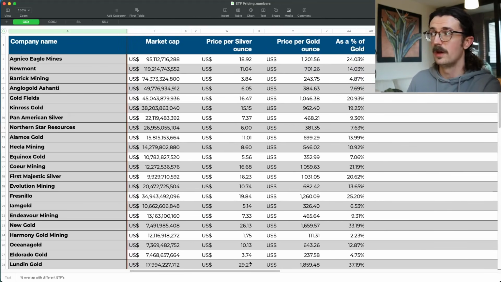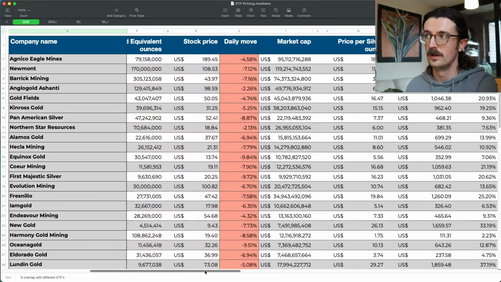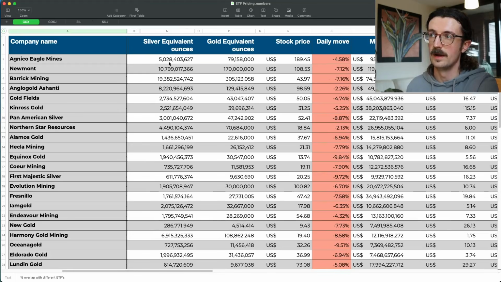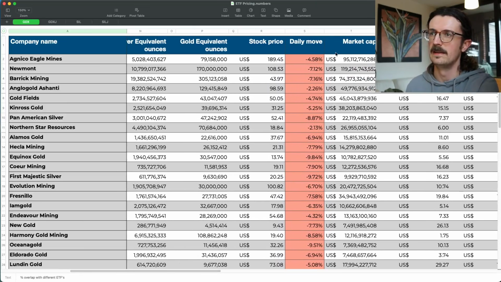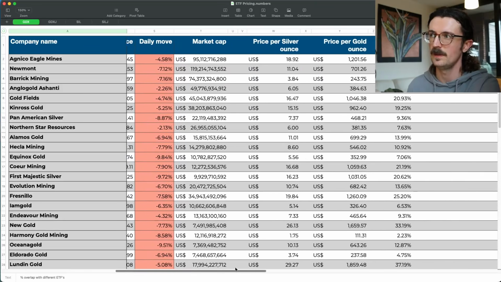In my previous videos, I have explained to you that I'm calculating all of these ounces that these companies have in their resource statements. That is measured, indicated, and inferred. I'm counting all of them up. I'm turning all of those ounces, as you can see here, into silver equivalent ounces and gold equivalent ounces. This is also done automatically, so they change day by day depending on the prices of gold and silver and copper, zinc, and lead. And what I do then is I take the market cap that this company has and I divide that by the silver equivalent or the gold equivalent ounces. And that is what you get here.